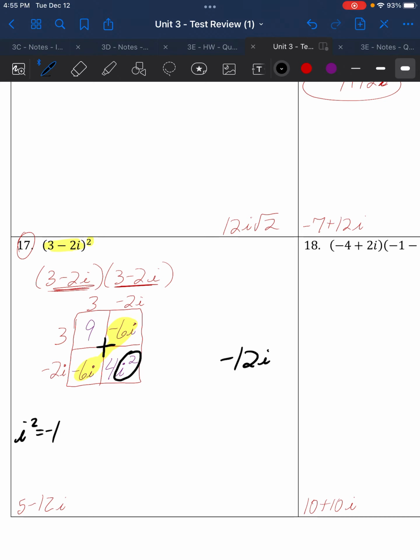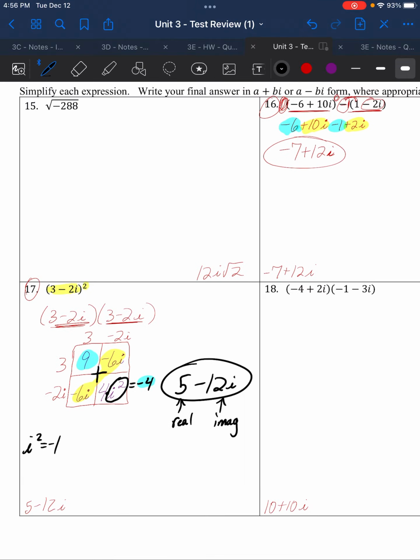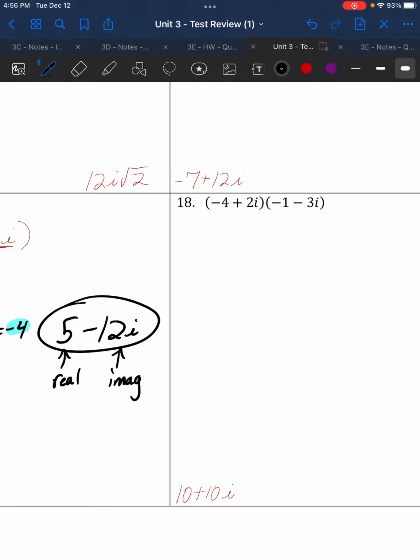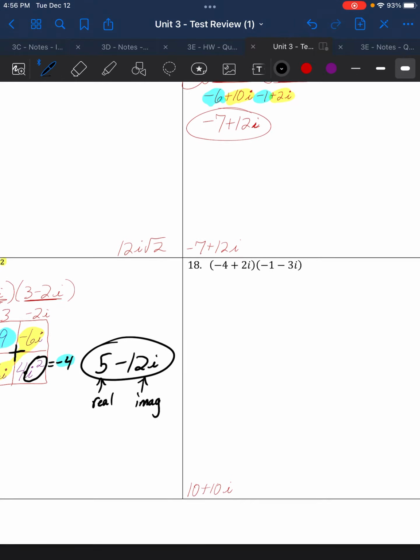Now, in the bottom right, we have an I squared. Just remember, I squared equals negative 1. So this is 4 times I squared, so it's really 4 times negative 1. Well, 4 times negative 1 is negative 4. And now we have another set of like terms. We have 9 plus negative 4. 9 plus negative 4 is 5. Always write the real number first, and then the imaginary. So 5 minus 12i.